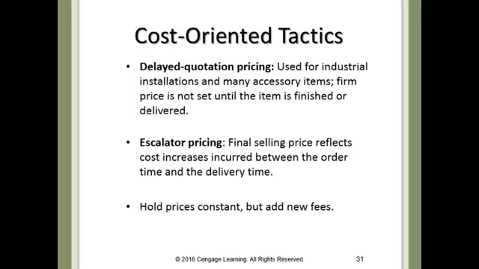Now, escalator pricing, it's similar, but the difference is that the final selling price reflects all the cost increases that happened between the time the order is placed and the time that delivery is made. So if there are price increases, you're not just quoted a specific price. The price can change during the production of the product.